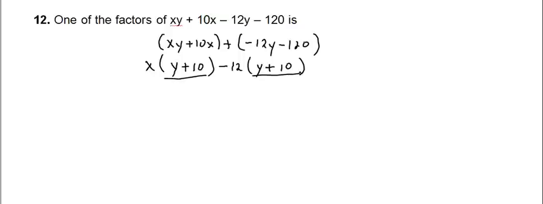They have to be the same whenever we're factoring by grouping. So our last step is to remove our GCF, which is the common factor of y plus 10. And when we do that, that leaves us an x minus 12.